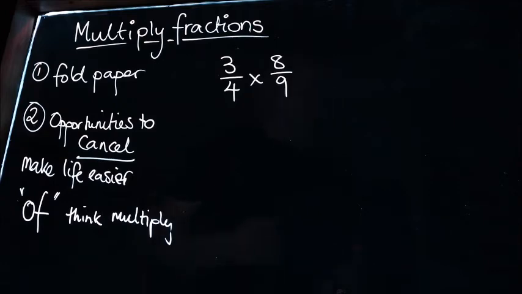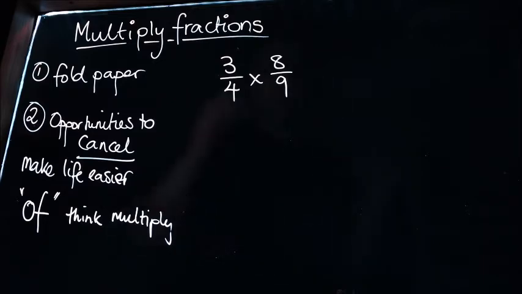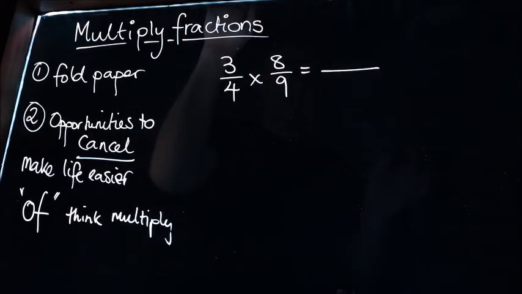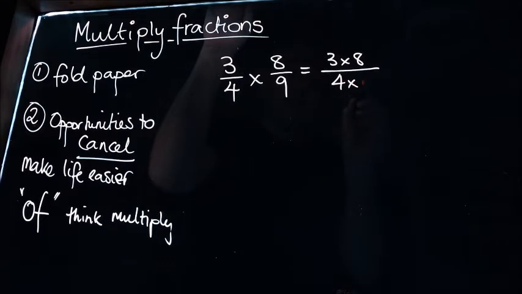Okay, so we're back. We've thought about the concept of multiplying fractions, and now we're getting into this game of cancelling. And when you see the opportunities to cancel, you should. So let's start off just blindly multiplying these things together. We need to multiply the numerators together, and we need to multiply the denominators together.